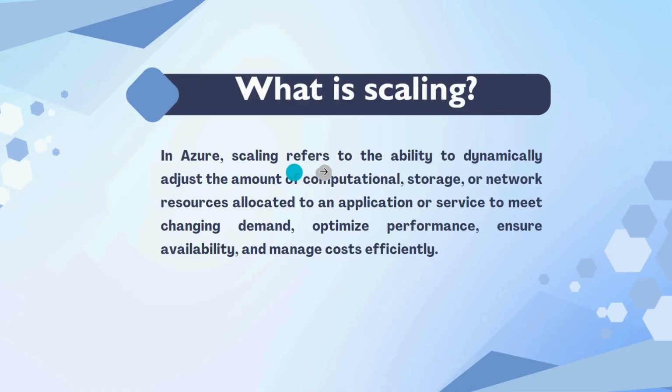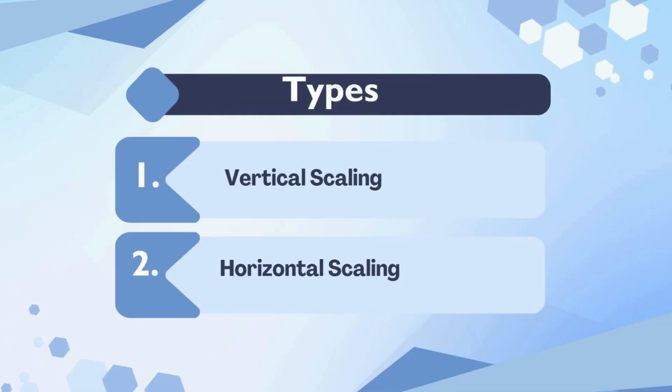In Azure, scaling refers to the ability to dynamically adjust the amount of computational, storage, or network resources allocated to an application or service to meet changing demand, optimize performance, ensure availability, and manage cost efficiently. Next is its types. There are two primary types of scaling. We will discuss vertical scaling and horizontal scaling.